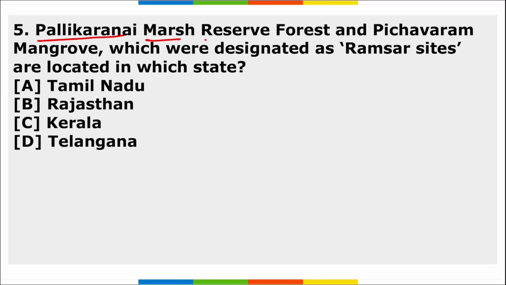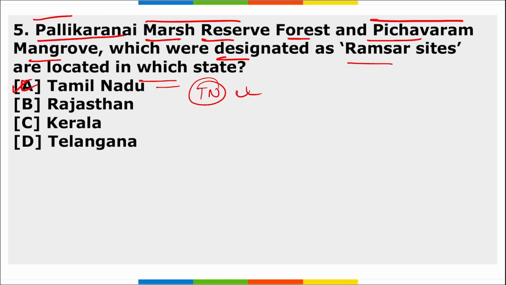Next, Pallikaranai Marsh Reserve Forest and Pichavaram Mangrove, which were recently designated as Ramsar sites, are located in which state? I repeat, Pallikaranai Marsh Reserve Forest and Pichavaram Mangrove, they were recently designated as Ramsar sites and are located in which state? They are located in the state of Tamil Nadu. Alright, and how many total Ramsar sites are there in India now? There are a total of 54 Ramsar sites.